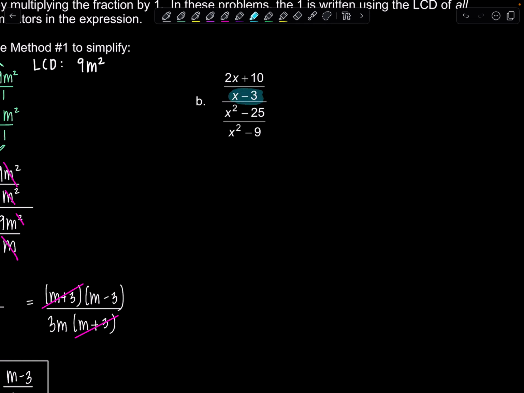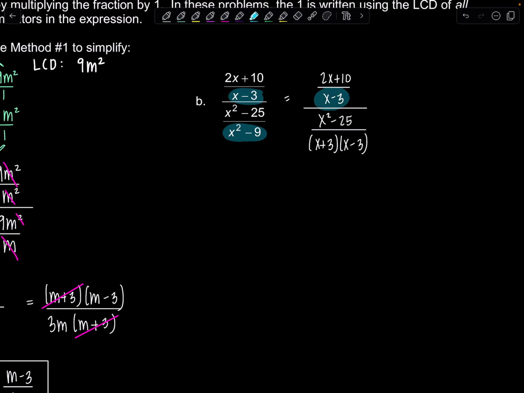So here's the denominator up top, and here's the denominator in the bottom. And remember, whenever we're trying to find the LCD, everything needs to be completely factored, and x squared minus 9 isn't completely factored. So let's take care of that first. So we have (2x plus 10) over (x minus 3), over (x squared minus 25) over (x plus 3)(x minus 3).